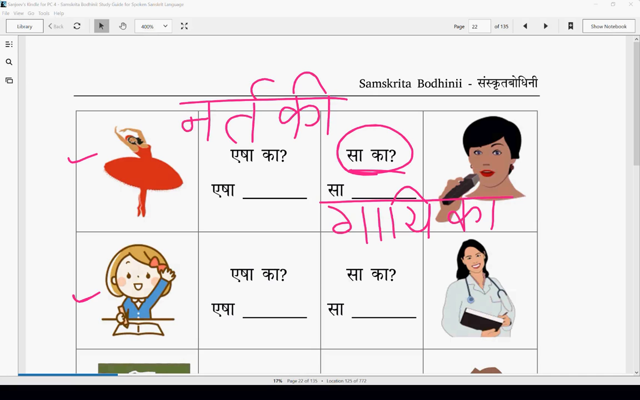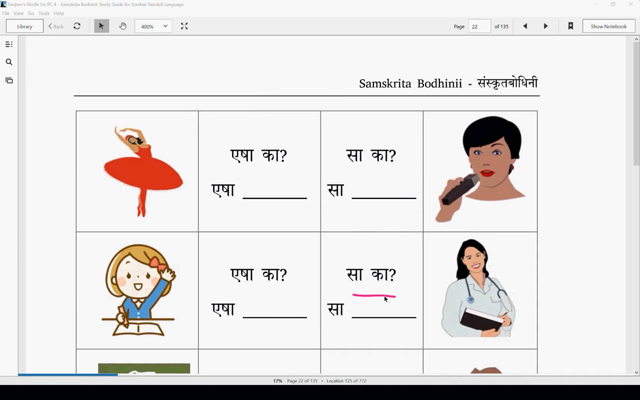Gaika. So this one. Saha Charika. Ishika Charika. Isha. Charika. Chatra. Chatra, yeah. Okay, the last one, this one should be simple. Vaidya.